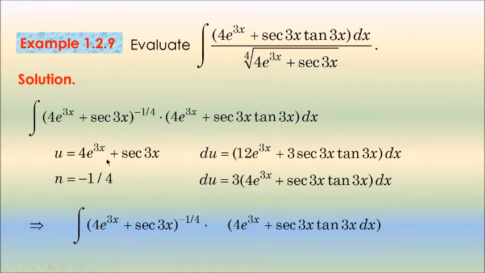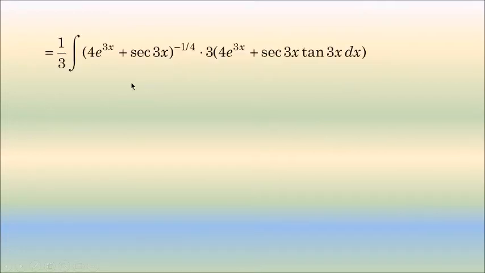So let's check if the differential of u is satisfied with u equals 4e to the 3x plus secant 3x. Notice that there is a missing factor 3. So let us supply that and then balance outside by 1/3. So multiply by 3, balance by 1/3 outside the integral. So we now get the integral of u to the n du.